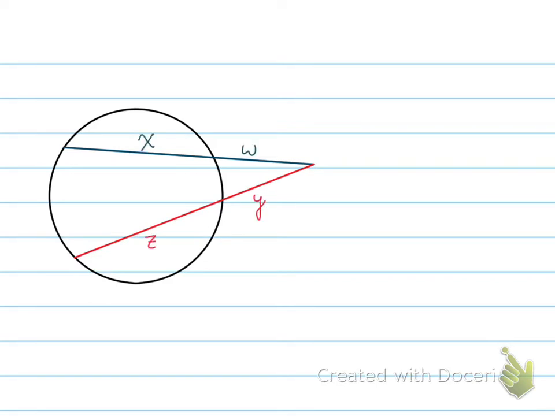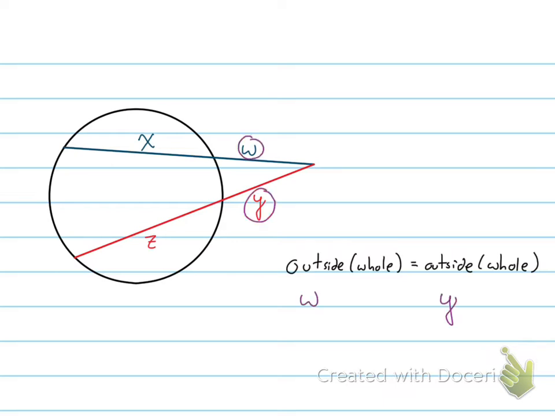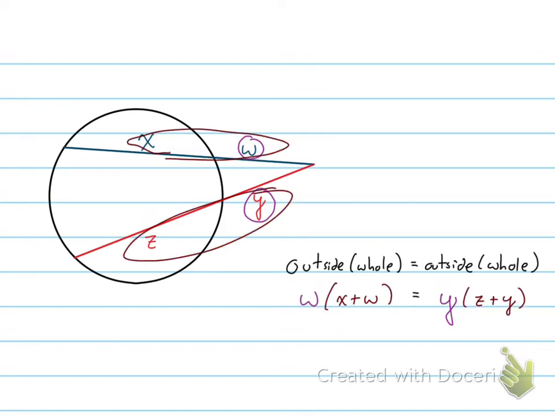Second situation, let's say I have two segments drawn that go all the way outside the circle. The way that I look at this situation, and also I'm labeling x, w, and z and y for the little pieces, the relationship here, and also for the third situation we're going to look at, is outside piece times the whole segment equals outside piece times the whole segment. And looking at this diagram specifically, what I mean by that is w and y are the outside pieces, times the whole segment, so times x plus w and then times z plus y would equal each other.